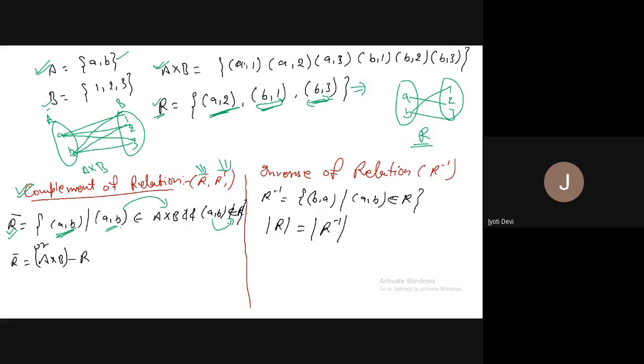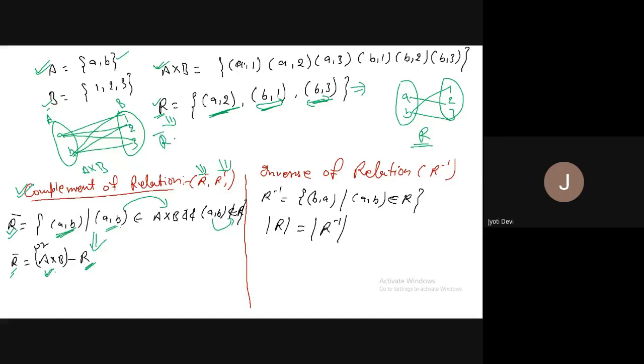What is the meaning? In simple language, first do the cross product of both sets, A cross B, and then do the set difference with the relation. Whatever elements are present in the relation, just remove those elements from the cross product, and the result is your complement.